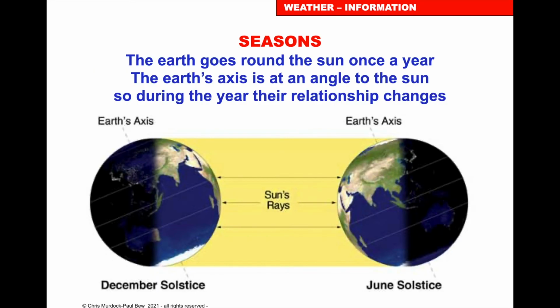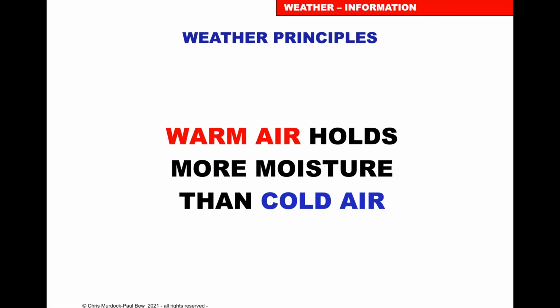This also changes with the axis of the sun. Obviously in the summer we tilt towards the sun, in the winter we tilt away from the sun. So the jet stream will rise a bit in the summer and drop a bit in the winter. The seasons usually are about a month behind, and that's just inertia in weather. So we should experience the coldest weather in about January, which is a month on from the shortest day, which is December the 21st. The next principle is warm air holds more moisture than cold air.